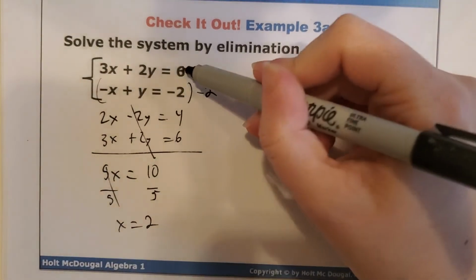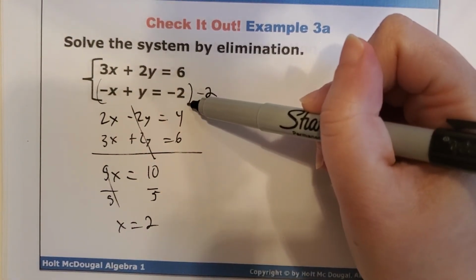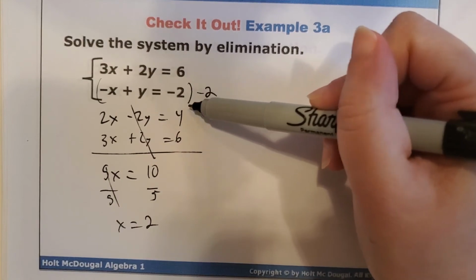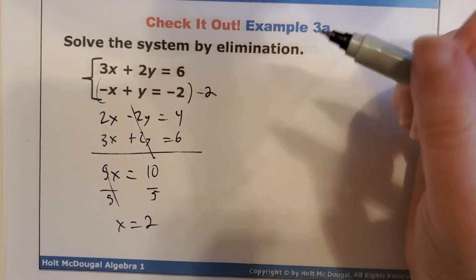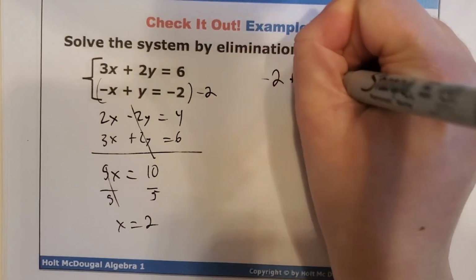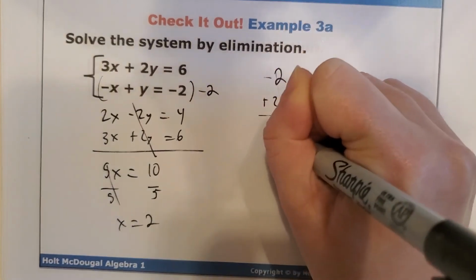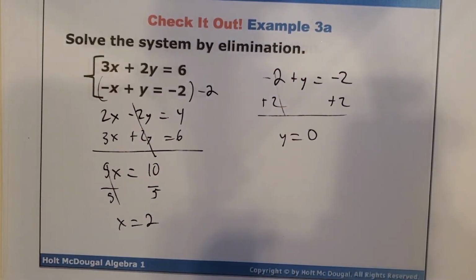We plug into either one of the two originals. I'm still sticking with the originals, again, just for the sake of organization. Smaller numbers in the second one, so that's what I'm going to go with for plugging in. Negative 2 plus y equals negative 2 plus 2. Y is 0.